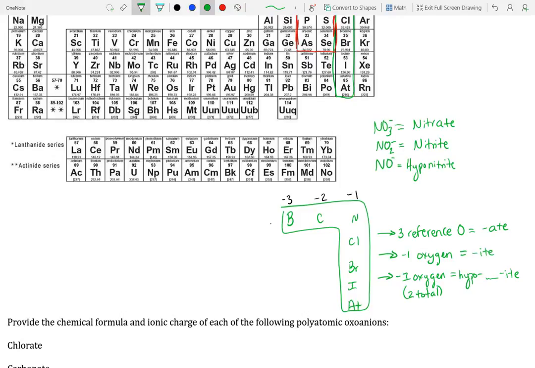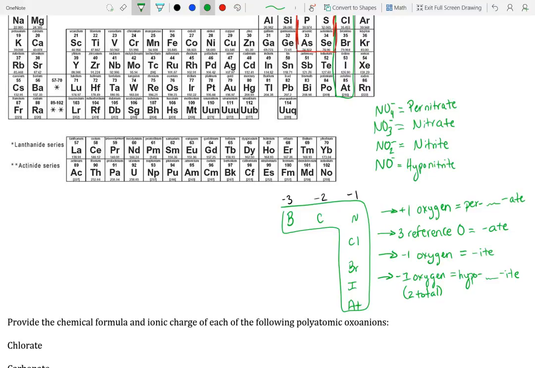So now we just finished removing some oxygens. What happens if you add one? Let's see what happens there. So +1 oxygen. You add the prefix per. You say whatever, and then you keep, sorry, not ite, you keep the suffix ate. So right here, if you had NO4 minus, you would have pernitrate. Per nitrate. And that's NO4 minus.